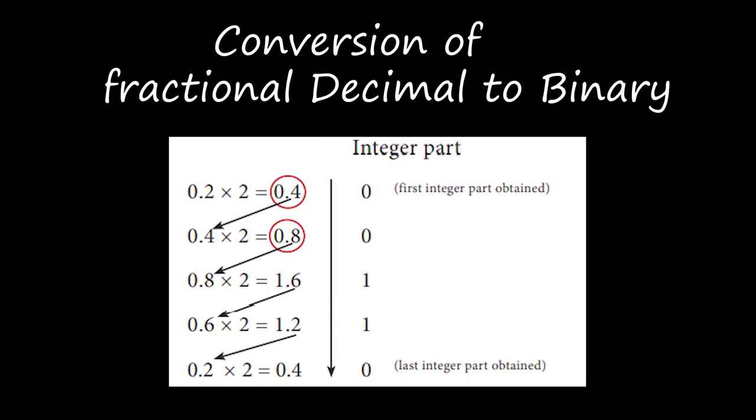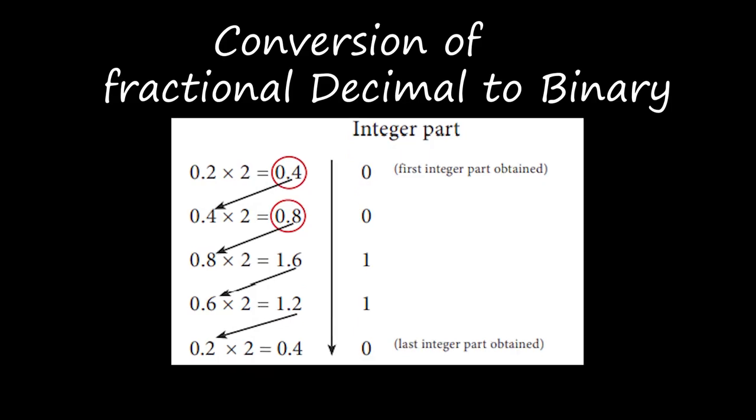Here you can see an example: 0.2 times 2. First we multiply the decimal fraction by 2 and note the integer part, which is 0 or 1. Then we discard the integer part of the previous product, multiply the fractional part of the previous product by 2, and repeat the first step. What is the first step?